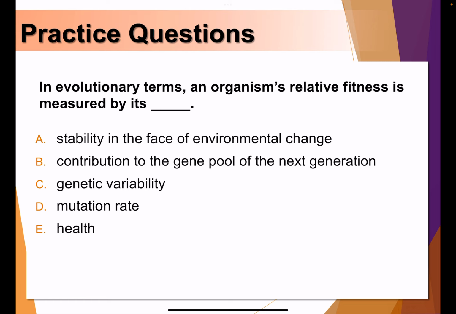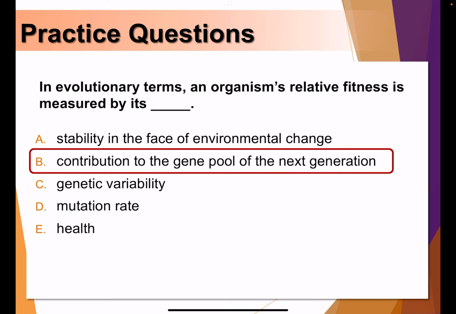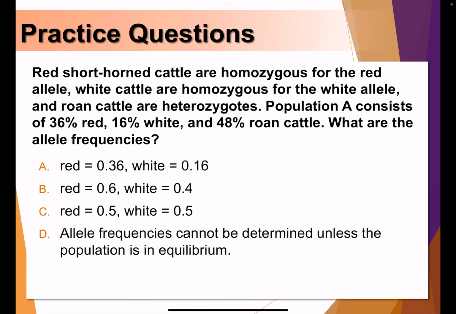We will now go over some practice questions from the textbook to see if you understand the basics. So in evolutionary terms, an organism's relative fitness is measured by its, which choice? B, contribution to the gene pool of the next generation.